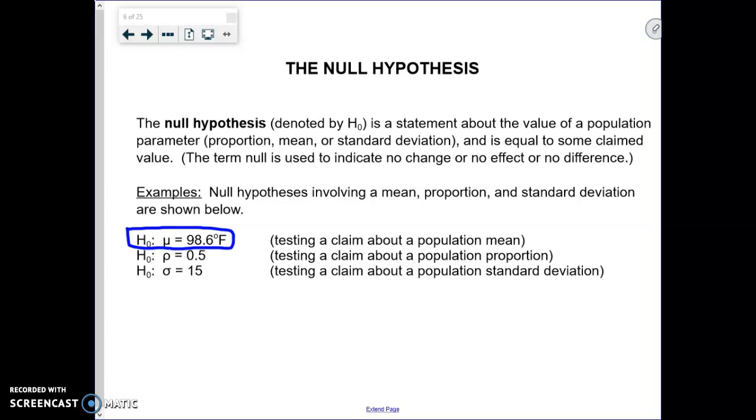Now, you're not going to use all these, but again, for this particular target, we're just talking about testing claims about a population mean. Next target, we'll talk about a population proportion, and then we used to talk about standard deviation, but we don't have time for that. Okay?